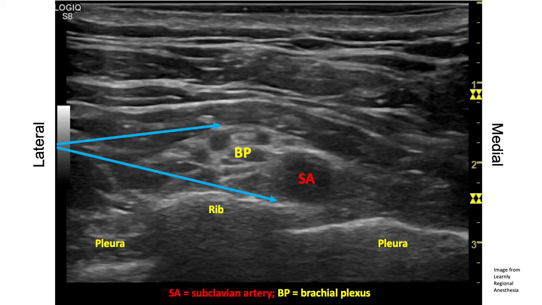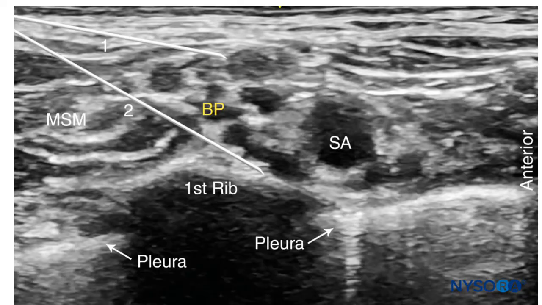Remember too that multiple passes increases the chance of having a successful nerve block, but also increases the risk of nerve injury and inadvertent intravascular injection. Remember, this area of the neck has a lot of vasculature. Here's another example from Nysora of a supraclavicular block. The 2 white lines indicate the needle path.